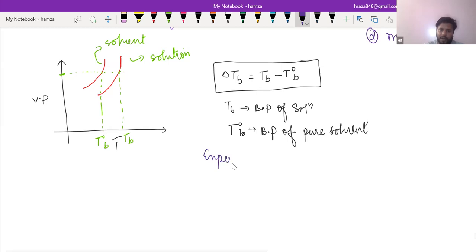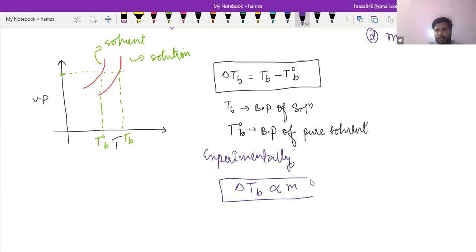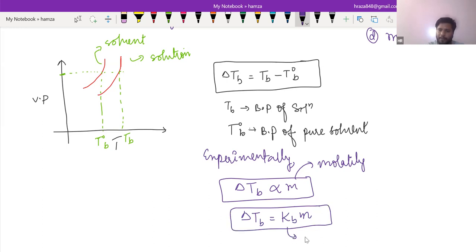Now, experimentally, we found that delta TB is directly proportional to molality. This small m represents the concentration term, which is molality. And to remove this proportionality sign, we are going to use a constant, that is KB, known as the ebullioscopic constant, also known as the molal elevation constant. Please write.